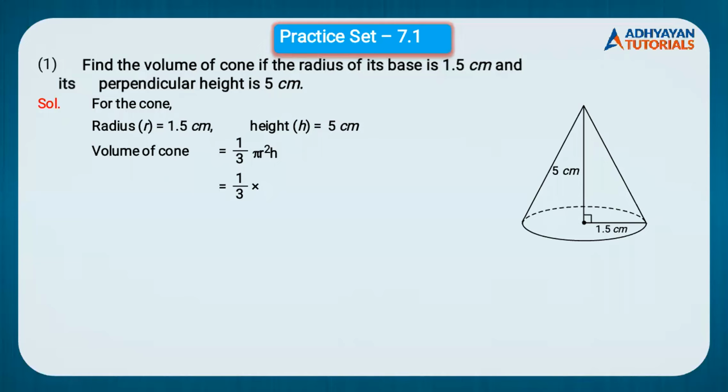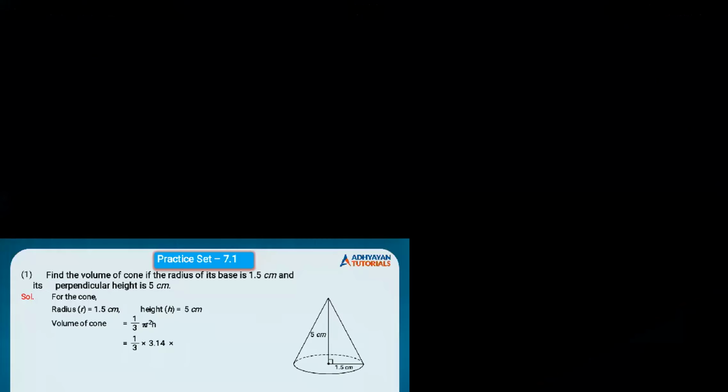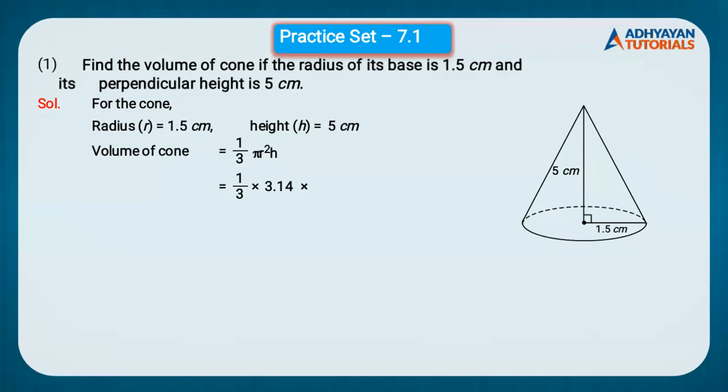Yes, can we take 3.14 or should we take 22/7? Yes, we can take 3.14 because the radius is 1.5, which is not a multiple of 7, and the height is 5, which is again... Yes, the radius is 1.5 centimeter.